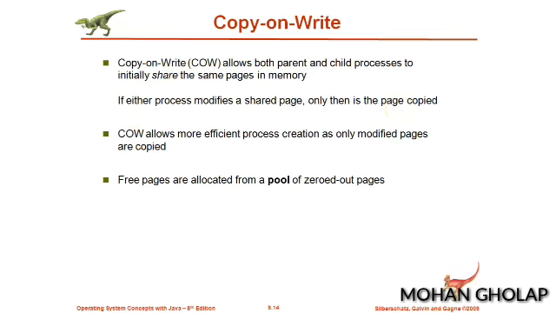Whatever page is shared among both parent and child, if one of them wants to change the content of that shared page, then the other process needs to create a copy of that page. Until then, the copy on write approach prevents both parent and child from creating two copies of the same memory space. So copy on write allows more efficient process creation, as only modified pages are copied and free pages are allocated from a pool of zeroed-out pages.